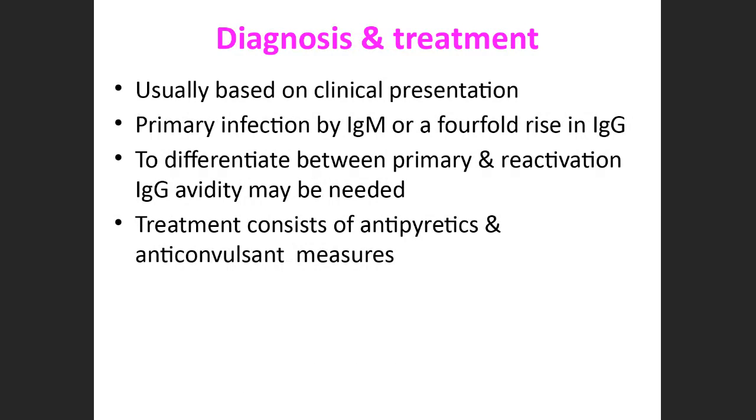Diagnosis is again based on the clinical presentation. Primary infection by IgM or fourfold rise in IgG is detected in these patients. And whether it is primary infection or it is a reinfection or a reactivation, to differentiate this, we can go for IgG avidity. And treatment, same thing, antipyretics, and if there are any seizures, then we give anticonvulsants.